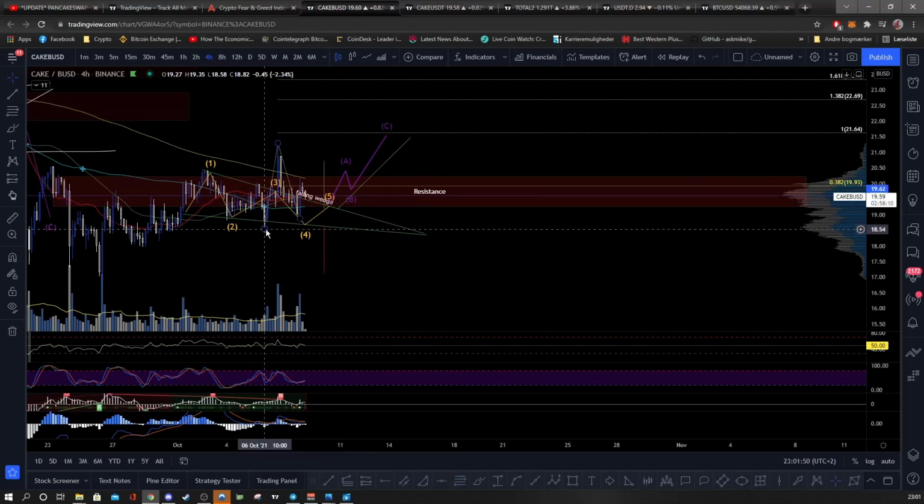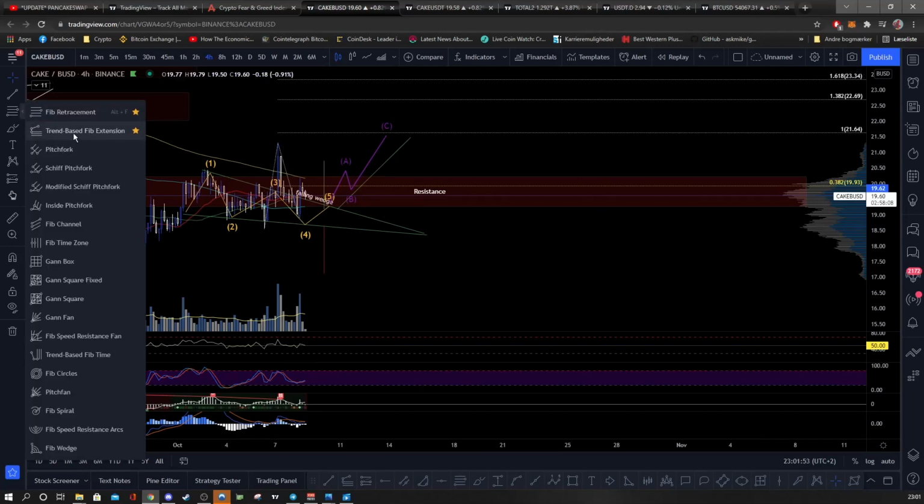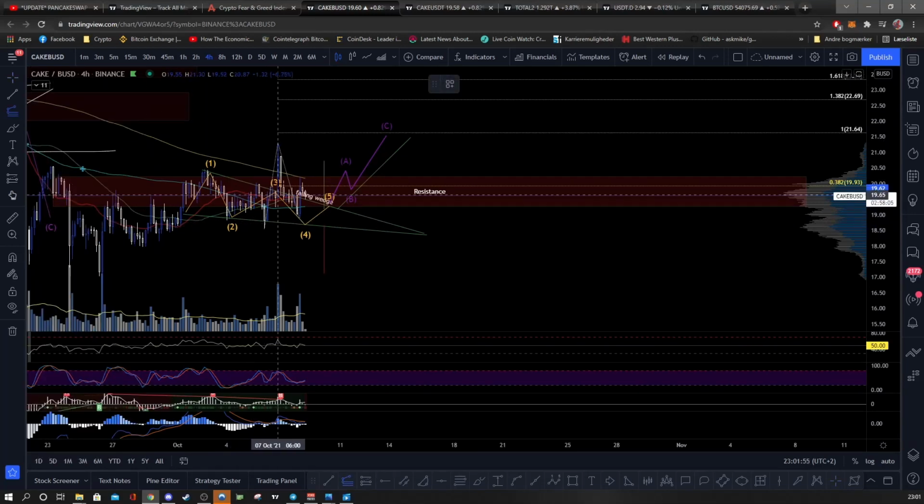So if we take again the Fib tool, which is the trend-based Fib extension, take the bottom to the top to the second bottom right here, we are seeing that there's a resistance right over here, and look how magically they are matching with the VPVR, right?